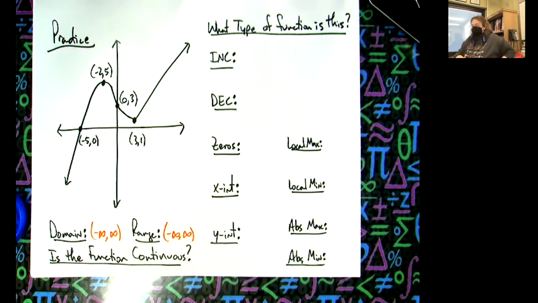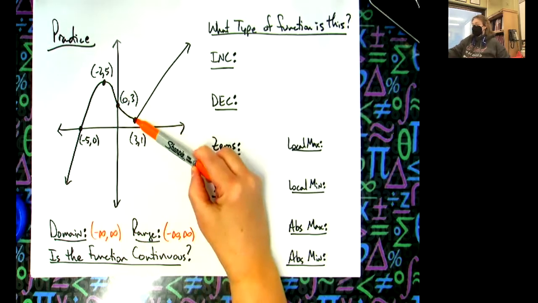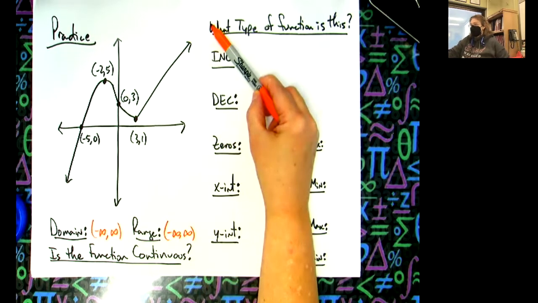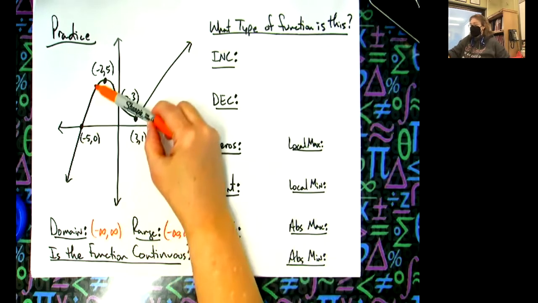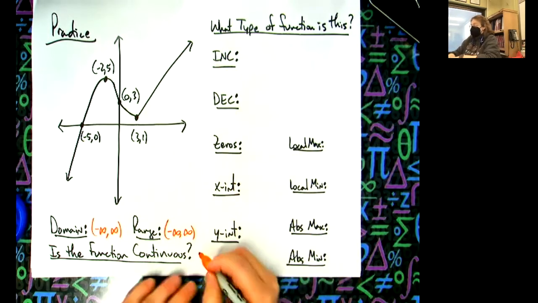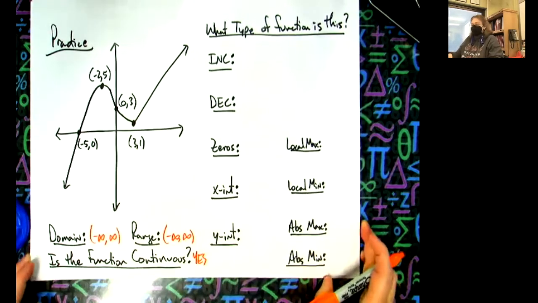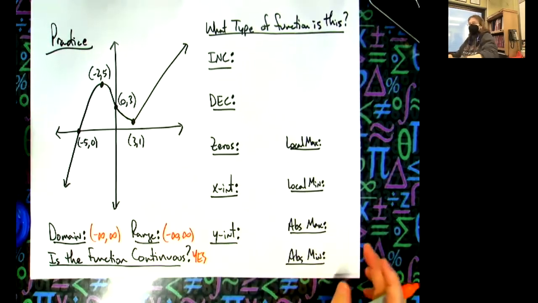Now I threw in this extra question here. Is the function continuous? Can I draw the entire function without lifting my pencil? Yes. If I can draw the entire function without lifting my pencil, then it is continuous. So the answer is yes. Yes, it is continuous because I can draw the entire thing without lifting my pencil.